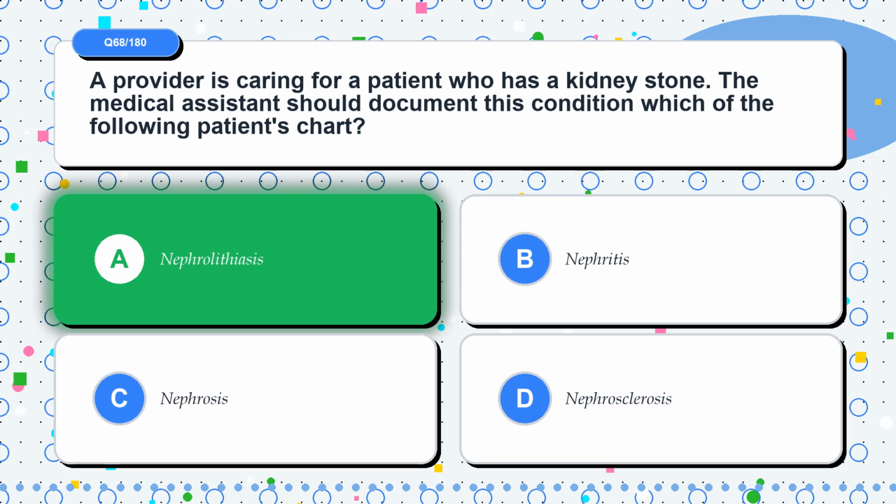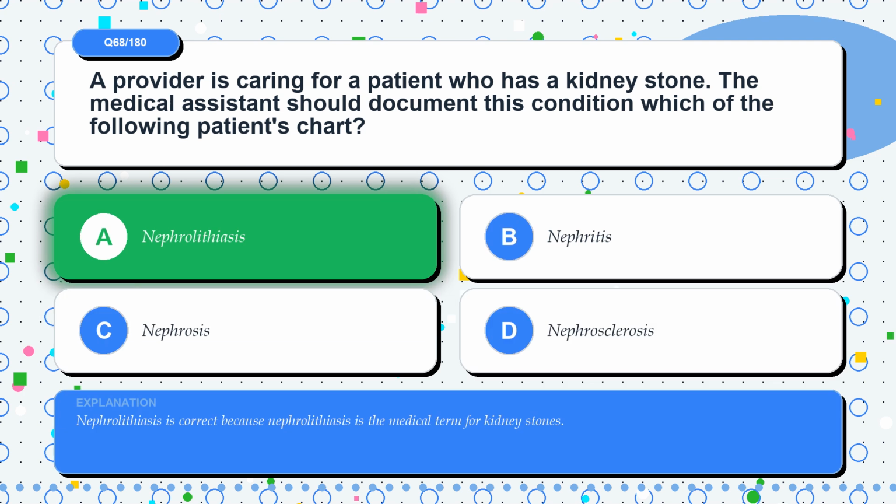The correct answer is option A. Nephrolithiasis. Nephrolithiasis is correct because nephrolithiasis is the medical term for kidney stones.